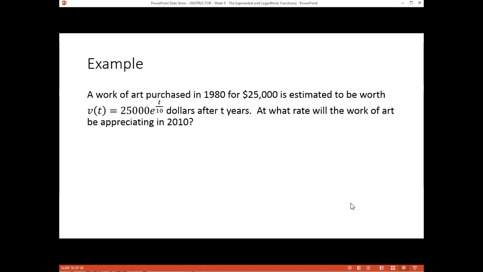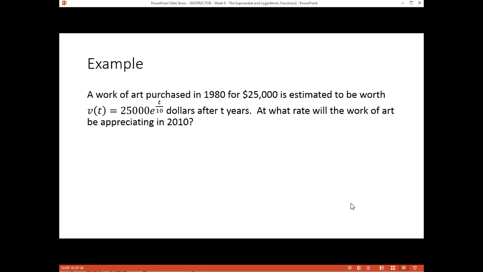Let's look at an example. Let's tie this back into what we already know about derivatives. It says a work of art purchased in 1980 for $25,000 is estimated to be worth, this value V of t is 25,000 e to the t over 10 after t years. At what rate will the work of art be appreciating in 2010?